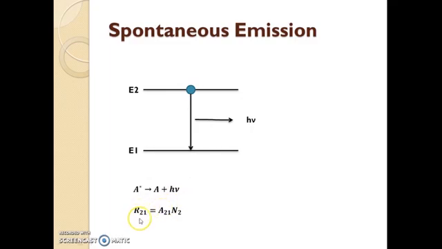The probable rate R21, that is the transition from 2 to 1, mainly depends on the number of atoms present in the higher energy state. Here, A21 is the Einstein A coefficient for the transition from 2 to 1.